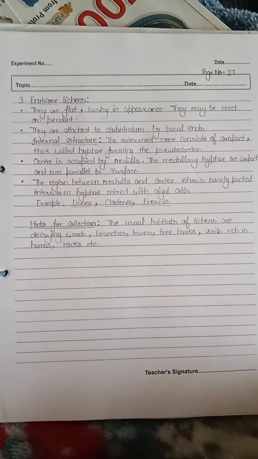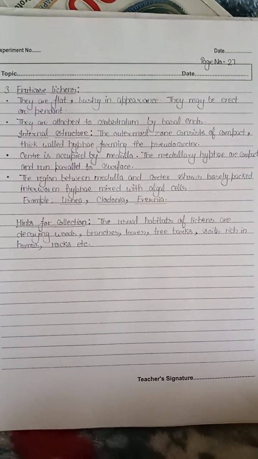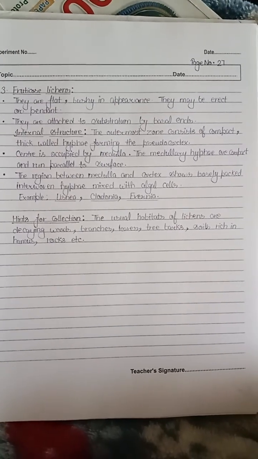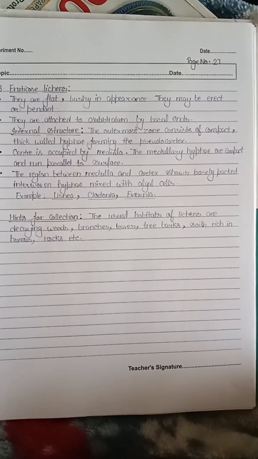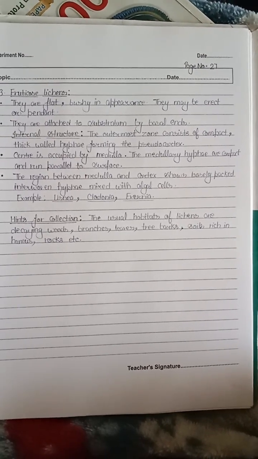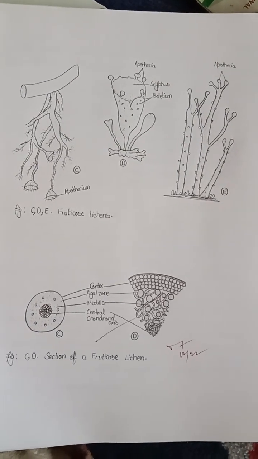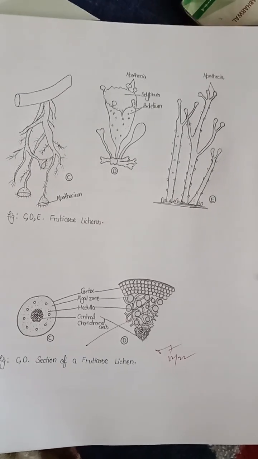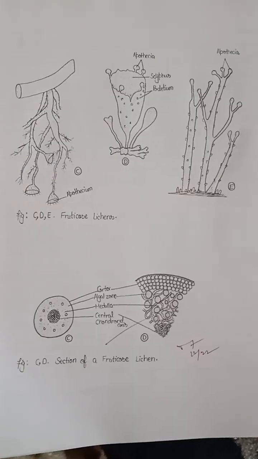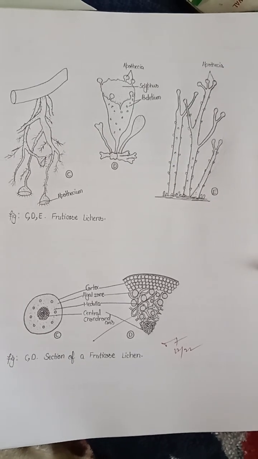Third type of lichen is fruticose lichen. Its internal structure we have discussed, and hints for collection. The usual habitat of lichen are decaying wood, branches, leaves, tree bark, soils rich in humus, rocks, etc. Here, by diagrammatic view, fruticose lichen and section of fruticose lichen are discussed. This was the last experiment of fungi.